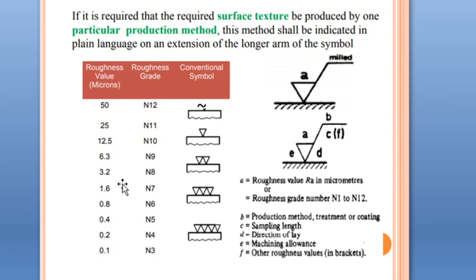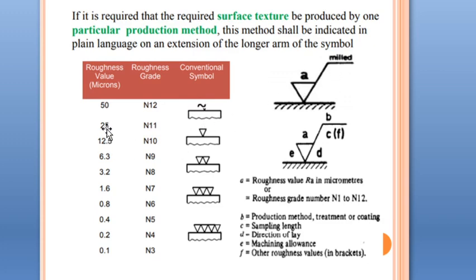The Ra value, corresponding grade and conventional symbols. The higher grade, such as N12, indicates a high Ra value, which provides a rough surface. For grade N12, the conventional symbol looks like this, with ups and downs. It indicates the peaks and valleys.